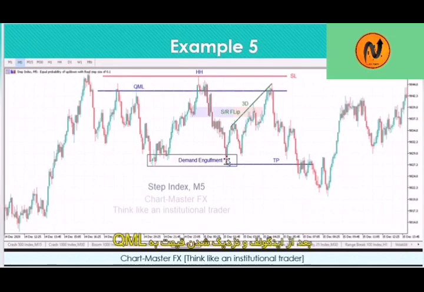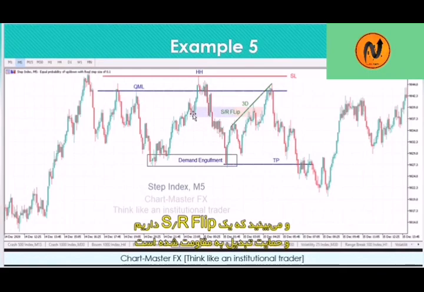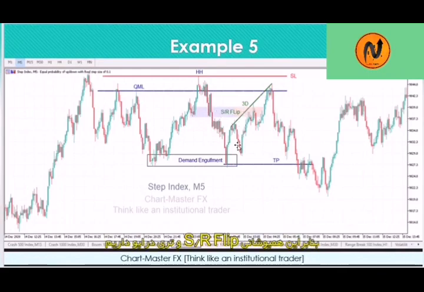So once the engulfment has happened, as the price is approaching the QM level, we need to look at our PA, and you can see that as the price was approaching the QM level, it actually approached it in a 3 drive. We are going to learn about the 3 drive. It's one of the price approaches that you have to look at, and you can see that we had an SR flipping. You can see that the support turned into resistance. So here we have an SR flipping and a 3 drive confluence.